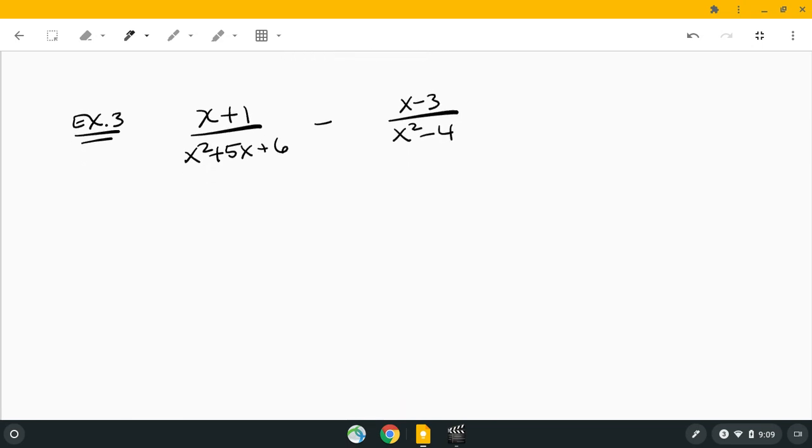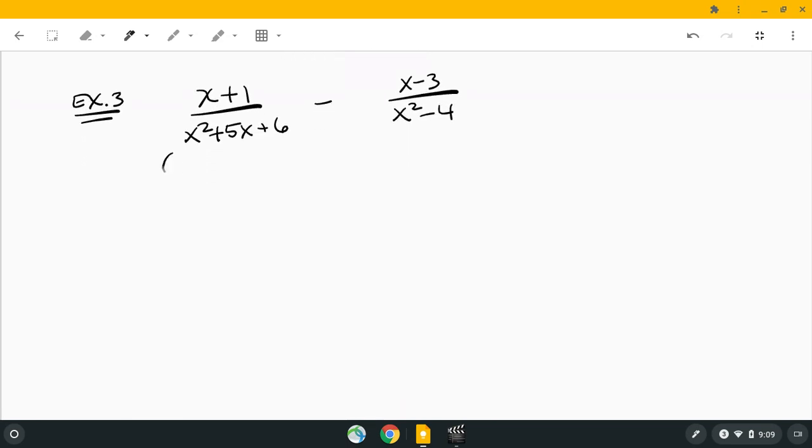All right, suppose that we have this: x plus 1 over x squared plus 5x plus 6, subtraction, x minus 3 over x squared minus 4. Okay, so we need to factor our denominators. x times x makes x squared. My signs have to be the same, both of them are positive. I will go with 3 and 2, and I get 5x for the middle. Here, it's perfect squares, so x plus 2, x minus 2.